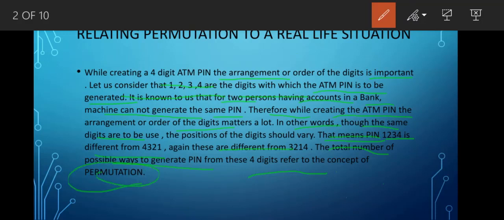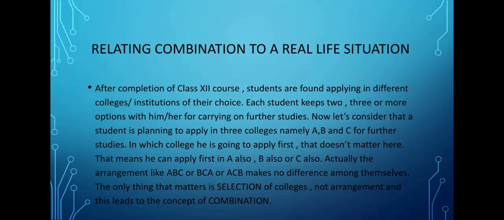The total number of possible ways to generate PIN from these four digits refers to the concept of permutation. That means, what does it mean? From this example, we came to know that permutation is all about arrangement or order. The position of the digits matters a lot. That means arrangement of the digits matters a lot here. Therefore, permutation refers to arrangement. Select and then arrange.